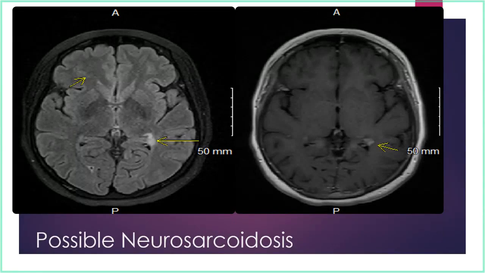This is a possible neurosarcoidosis. This patient had a left cerebral peduncle abnormality that had some enhancement. I couldn't find a really good image, preparing probably too quickly, but then had this higher up abnormality. Left side is a T2 flare, right side is a T1 with contrast.